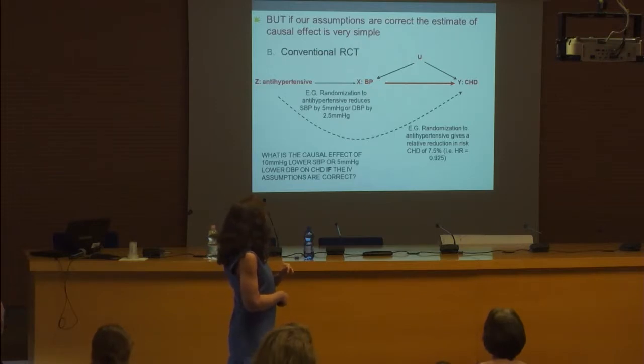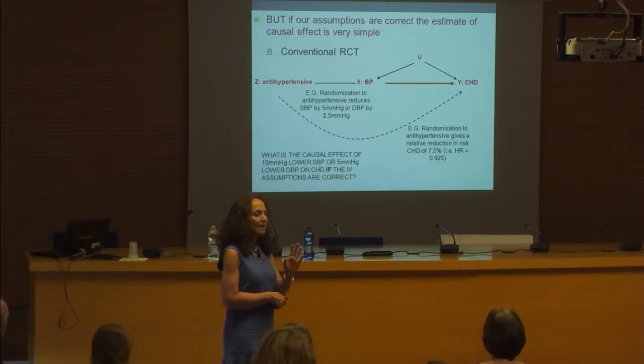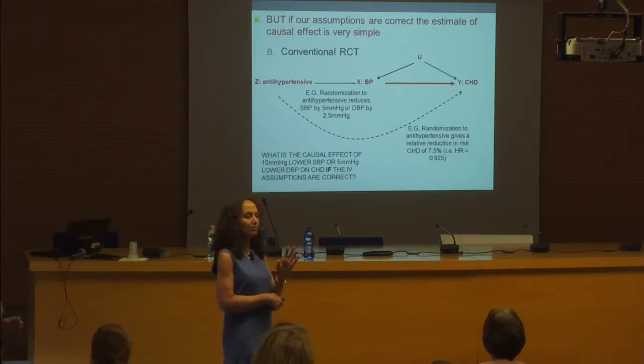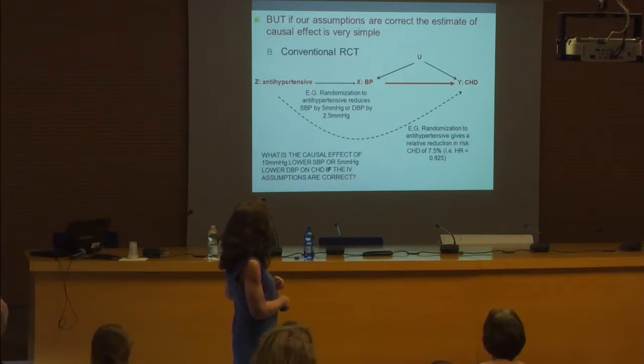The other thing that's important to know about instrumental variables analysis, including Mendelian randomization, is that the estimation of effect is very, very simple. It's much simpler than multivariable regression because it's a simple ratio. All you need to know is the effect of the instrumental variable on your risk factor and the effect on the outcome, and divide one by the other. It's a simple division, simple ratio. So it's the effect of your antihypertensive on coronary heart disease divided by its effect on blood pressure.